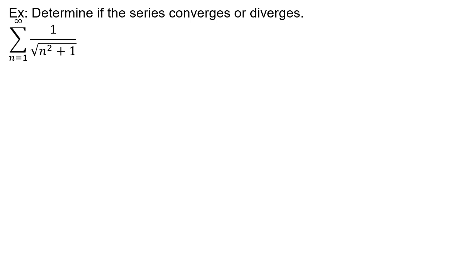1 over the square root of n squared plus 1. That part is your a sub n. I'm going to compare that to, dropping the 1 off, the square root of n squared. Because we're only plugging in numbers from 1 to infinity, we're only plugging in positive numbers, then the square root of 1 over n squared is literally just 1 over n.